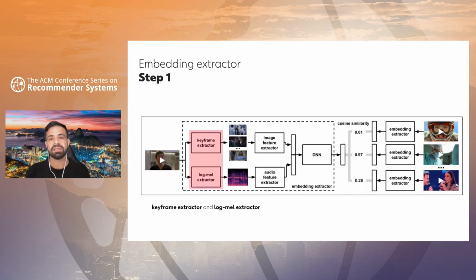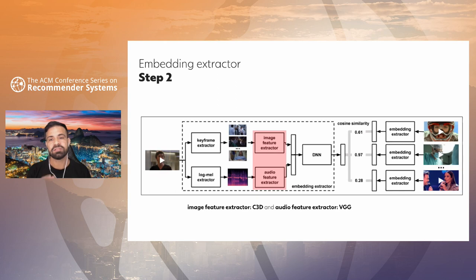The first step is when a new video arrives at the platform. We start two processes in parallel: a keyframe extractor, which is responsible for sampling one frame per scene and generates a frame sequence as output, and the log-mel extractor, which is responsible for processing the audio segment to calculate the log-mel spectrogram as output. In the second step, we use the pre-trained models to extract features.